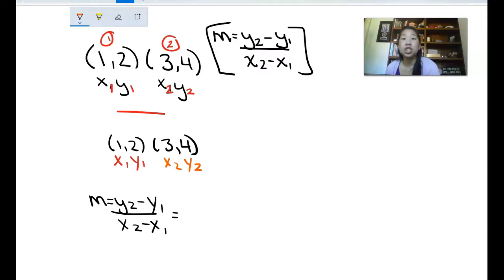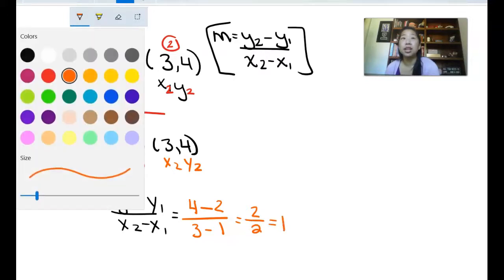So now we just have to look, what number is in your y2 spot? That's 4. Okay, so then I have minus, what number is in your y1 spot? That's 2, divided by what number is in your x2 spot? Okay, that's 3. And then what number is in your x1 spot? That's 1. So 4 minus 2 is 2, 3 minus 1 is 2, so my slope should be 1.